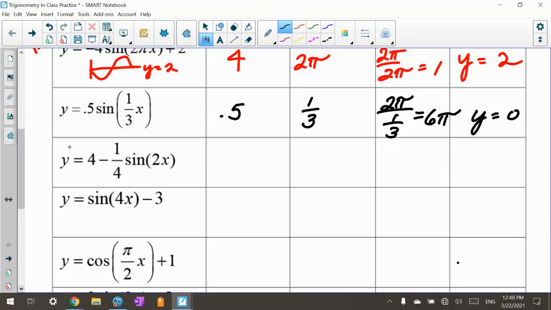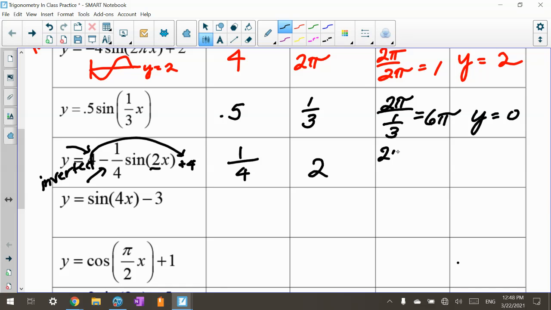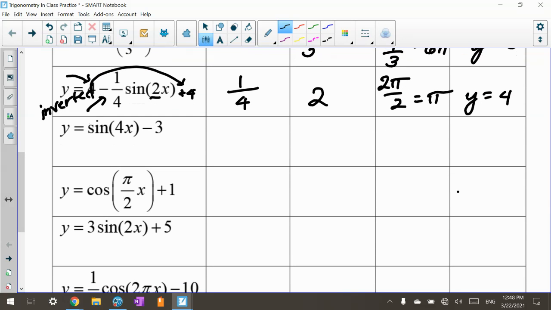Here's what I was talking about previously. Here's my midline, so I'm going to actually move it back here and put a +4. I have a negative here, so this graph also has been inverted or reflected over the x-axis. So my amplitude is a positive 1/4. My frequency is 2. 2 pi over 2 is pi, and my midline is y equals 4. So I hope you're getting the idea how this works.